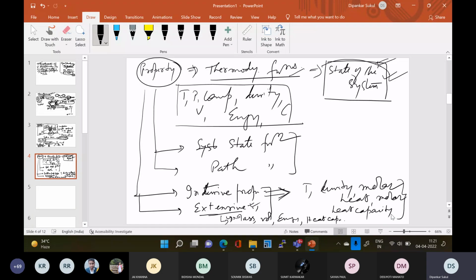Molar heat capacity. That is heat capacity divided by number of moles. Specific heat capacity. That is the heat capacity divided by mass of the material. Normally it is considered for 1 gram. Specific heat capacity unit is calorie per gram. In SI unit, it will be joule per kg. That means you have to divide the total heat capacity by the mass of the material.